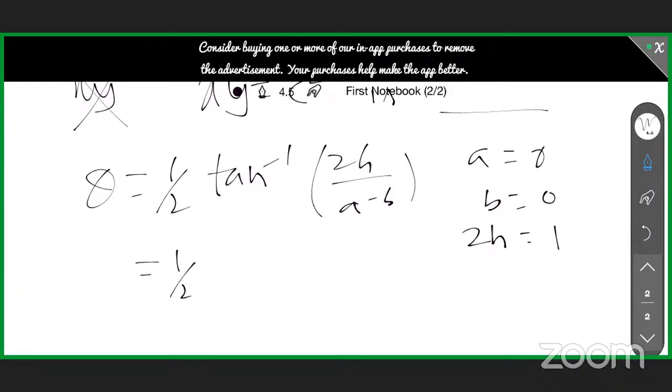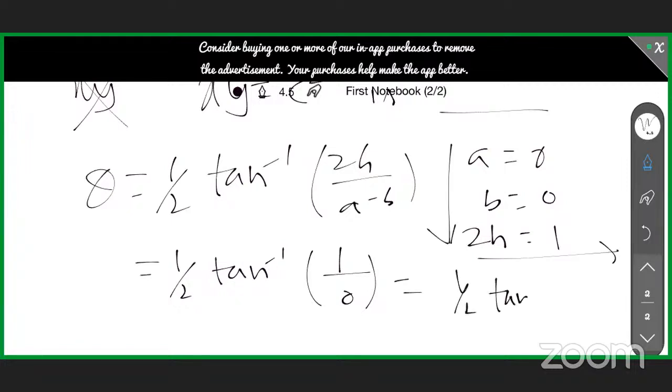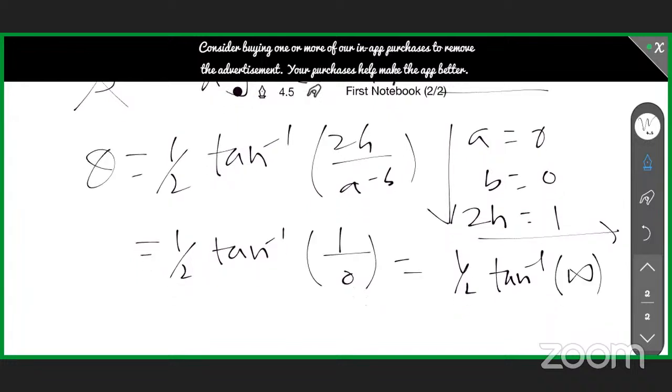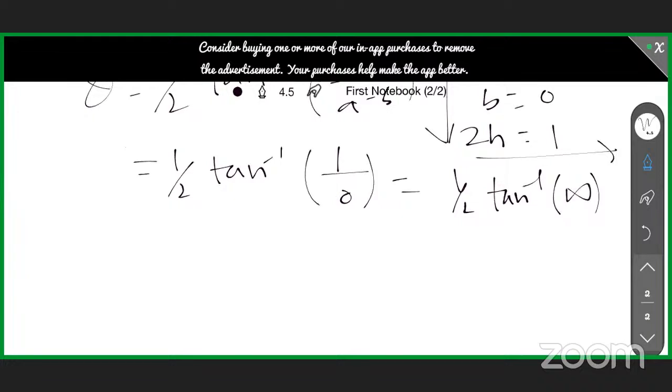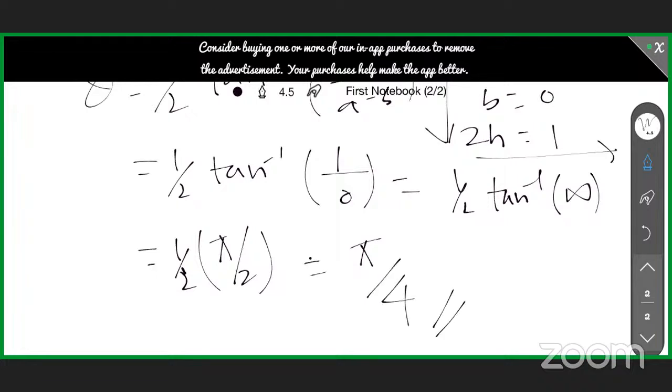So half into tan inverse of 1 by 0 minus 0 is 0. If you simplify this, this will be half into tan inverse of infinity. When do we get infinity? Tan of 90 degrees. So pi by 2. So 1 by 2 into pi by 2 is pi by 4. So pi by 4 is my angle of rotation.